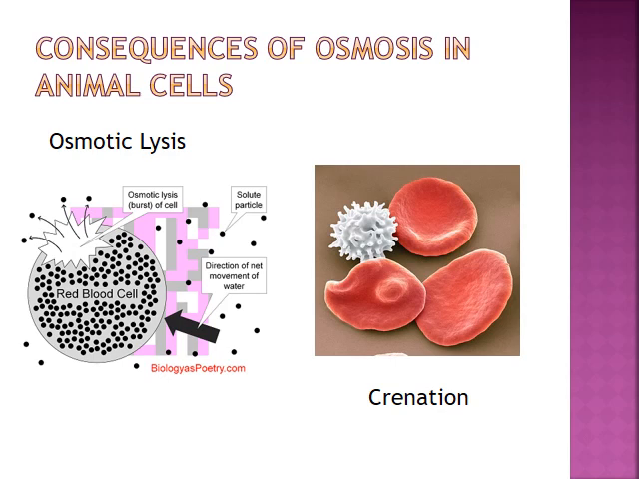Animal cells do not have a cell wall. So there are 2 consequences of putting cells into solutions that are not isotonic. Animal cells do not do well outside of isotonic solutions. You might have osmotic lysing, or you might have crenation. With osmotic lysing, water will move from a hypotonic solution into a hypertonic solution.